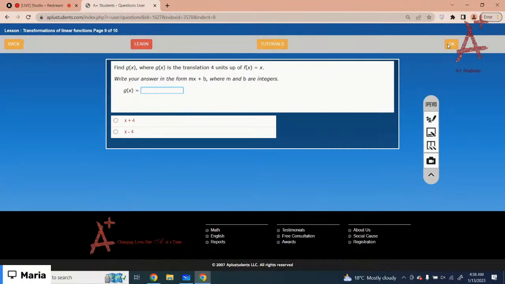Find g of x, where g of x is the translation 7 units up. So yes, that would be x plus 7, got it? For the up translation, you have to add.